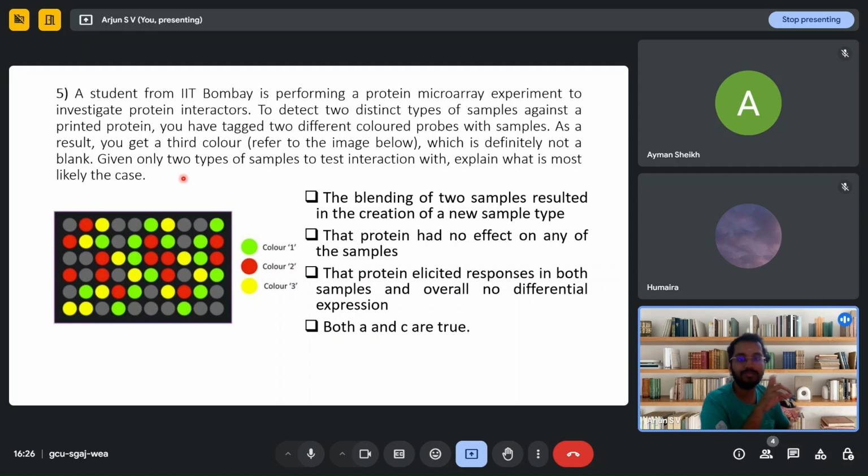If the protein is present in sample one, then only you will get green color. If the protein is present in sample two, you will get only red color. But in some cases, you are getting yellow color as well. So what does that mean? It means that either your sample has mixed or blended, resulting in the creation of a new sample type through which both the samples' signals can come, or the protein is present in both the samples and overall there is no differential expression.